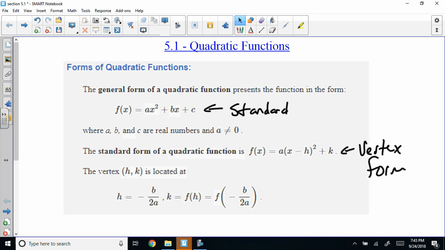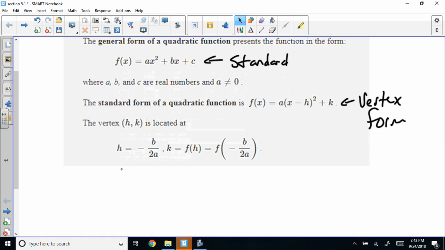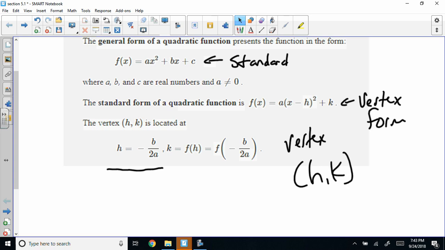All right, so here are important formulas that you have to make sure you understand. If we're talking about the vertex, we're talking about (h, k), which is really like an x and a y. Now, this h is negative b over 2a. Have you seen negative b over 2a before? Yeah, it's the first part of the quadratic formula, right?